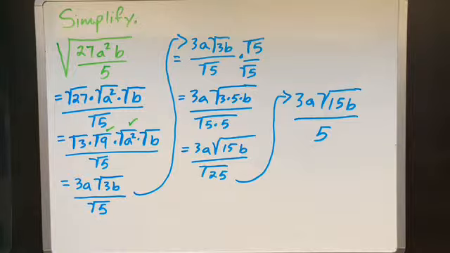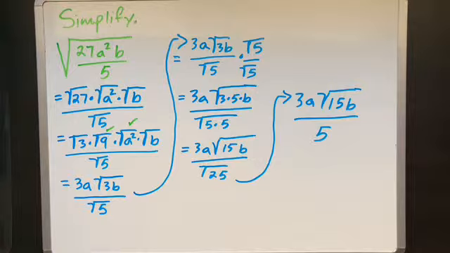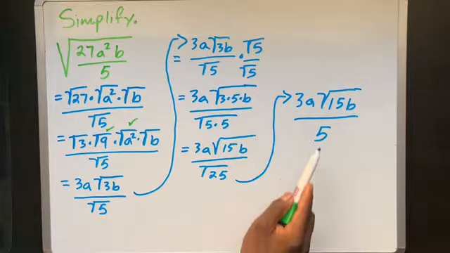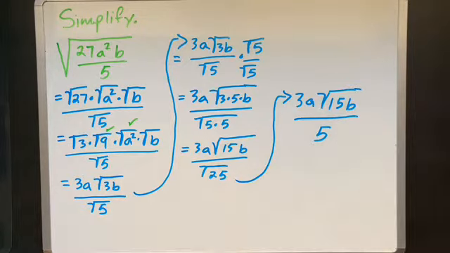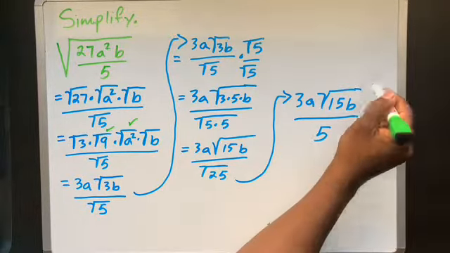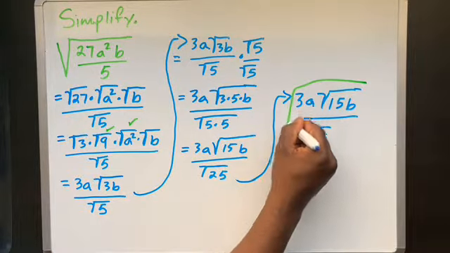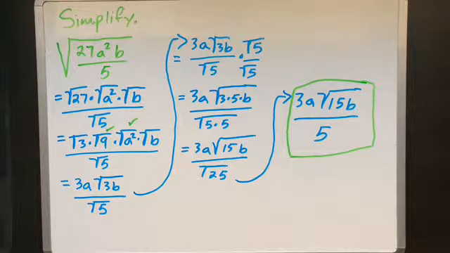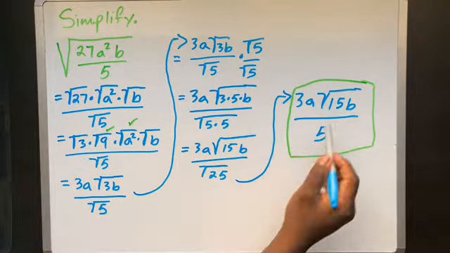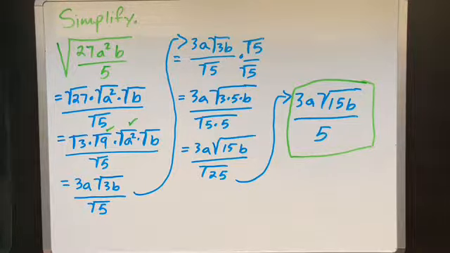Okay, so let's look and see. There's nothing to simplify here. There's nothing to simplify in the square root of 15. That's not a perfect square. So this is our final answer. I think I'll circle it with a different color. This is our final answer. We have 3 times a times the square root of 15 times b over 5. And this is our final answer.